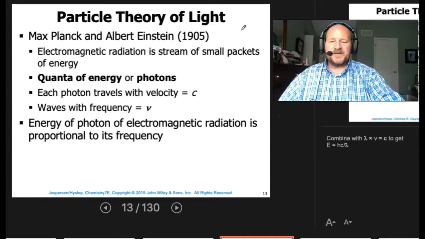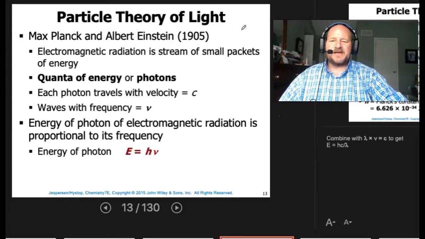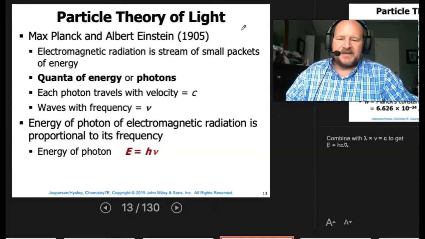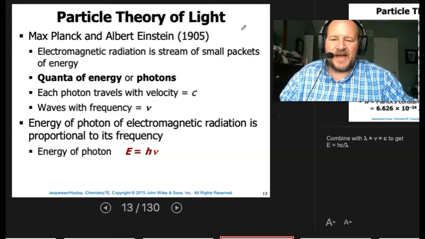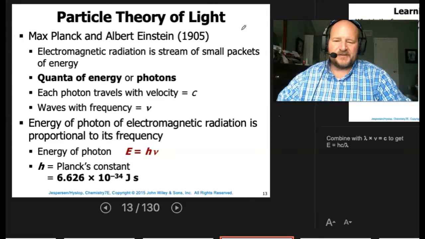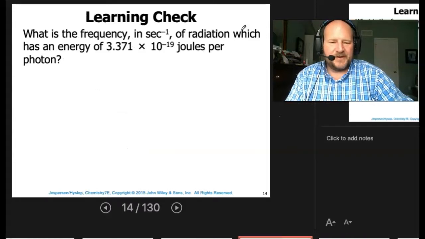Now, energy of a photon of electromagnetic radiation, of course, has to be proportional to its frequency. All right, and so here's where Max Planck added in, and he said, hey, energy is equal to this constant times nu, the frequency. Okay, and of course that constant, he ends up getting named after him, so it's called Planck's constant, the letter H, and it has a value of 6.626 times 10 to the negative 34 joule seconds. All right, so now we want to be able to use this in a math equation as well.